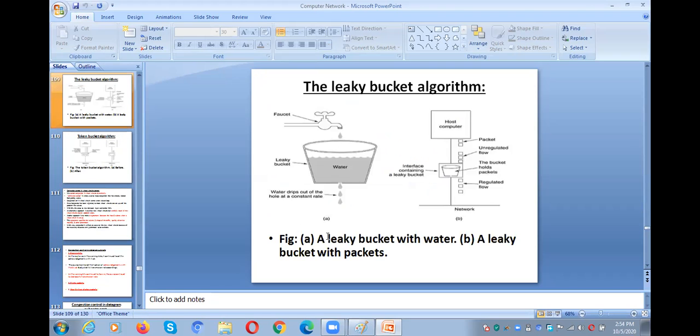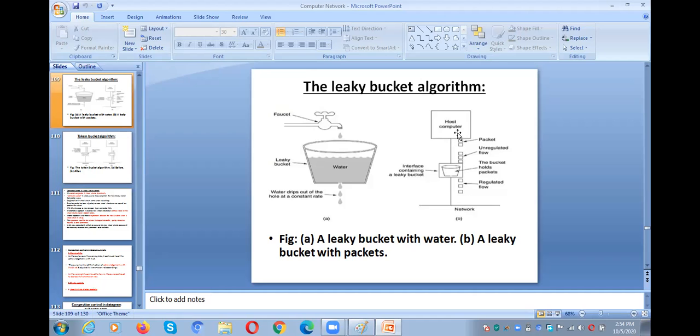So what is leaky bucket? Whenever there is a water leakage at the bucket, the water will drip out of the hole, right? So likewise, the host computer is injecting packets into the network. Whenever the host computer is injecting the packets into the network, the computer will send the packets.